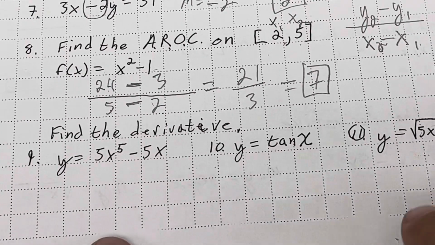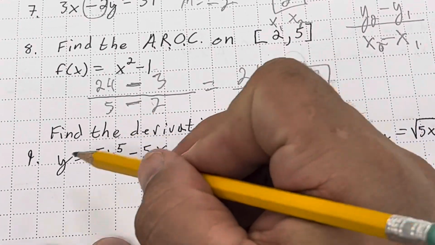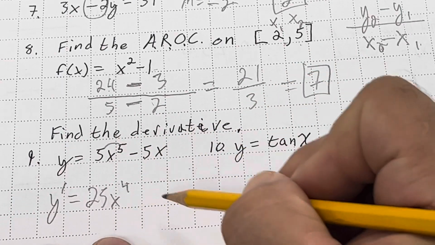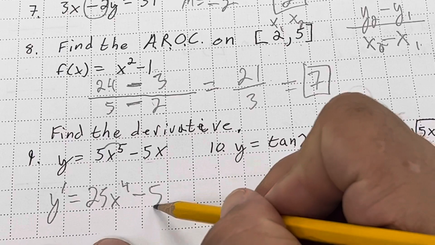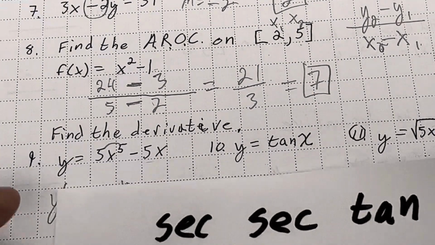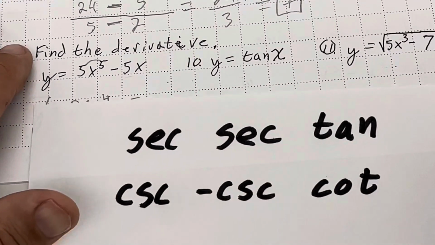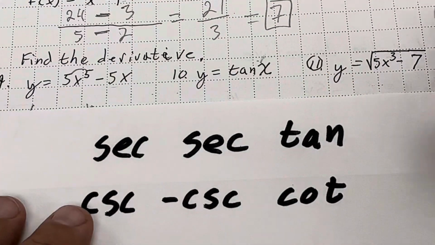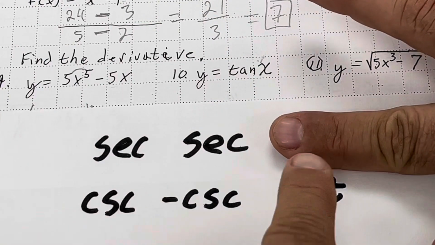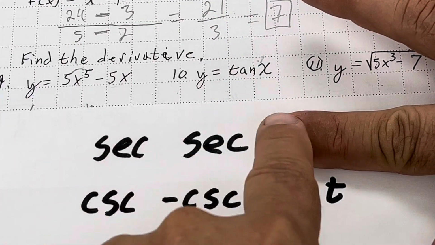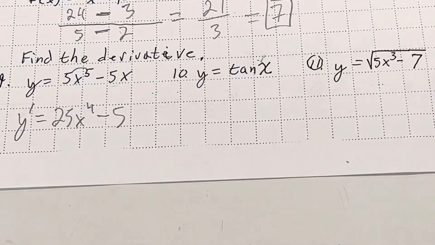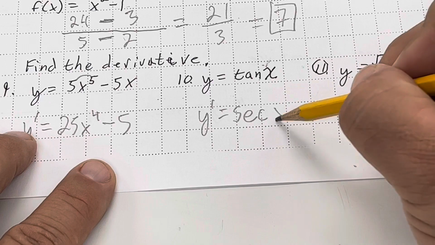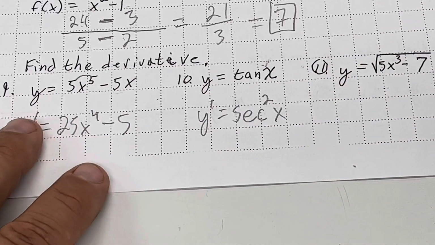Find a derivative. Power rule. So the power rule is going to give me y prime equals 25x to the 4th, power rule, minus 5. To find the derivative of tangent, we're going to use this note that's all over my classroom. It's pretty simple. So the derivative of tangent, if you look at the note, you just hide the word tangent. And notice it's pointing to 2 secants. So the derivative of tangent is actually secant secant. And another way of saying that is y prime equals, instead of secant x, you can put secant squared. You can put a little 2 up there.